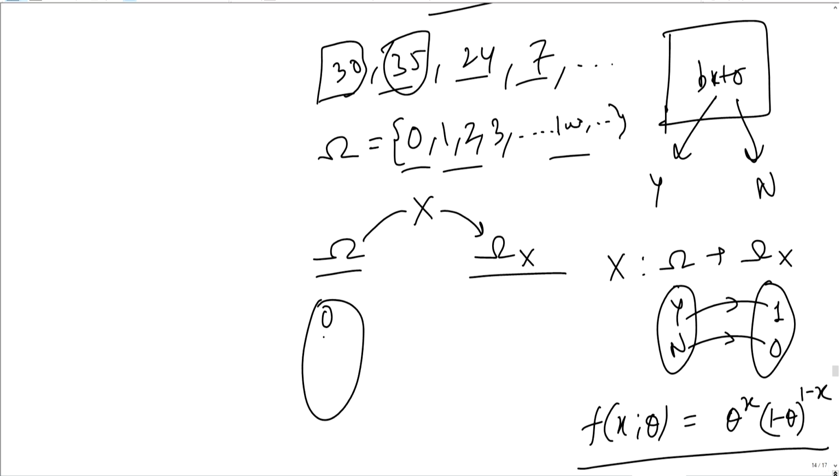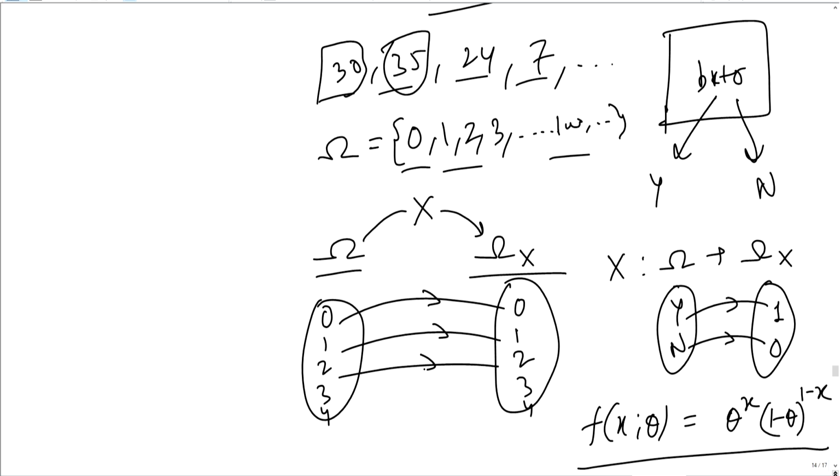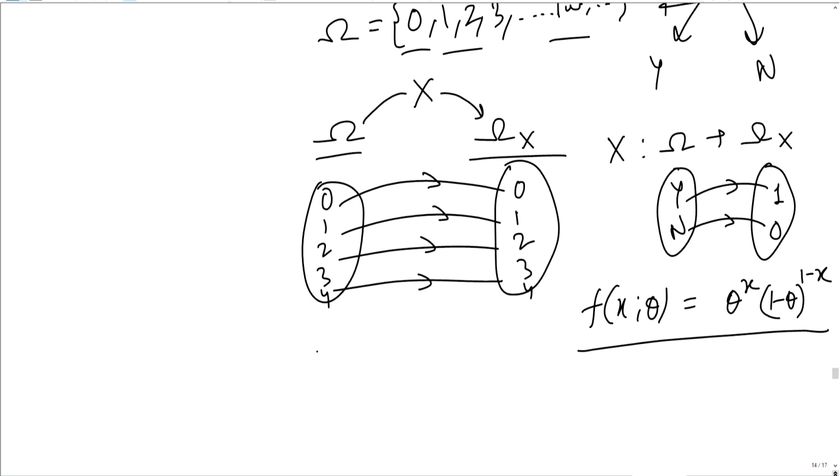So, if omega is 0, 1, 2, 3, 4, omega x also has 0, 1, 2, 3, 4, and it maps like this. Okay, so this works for us, no problem in this. In fact, you can write that X of omega is equal to omega, where omega is an element of this sample space.